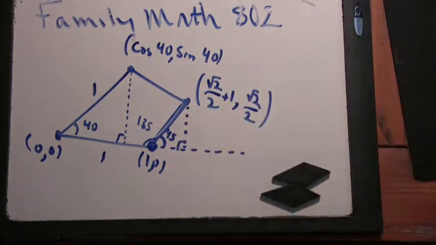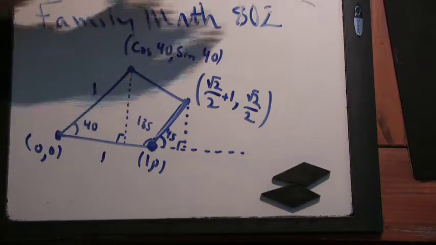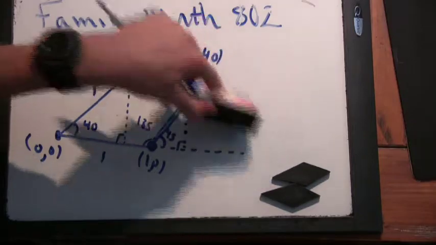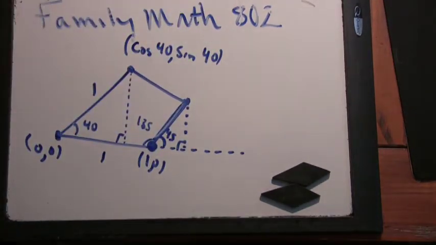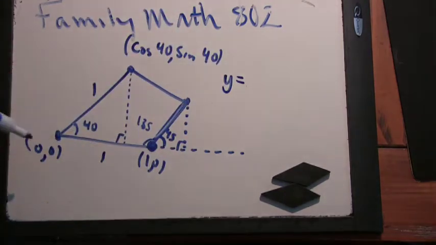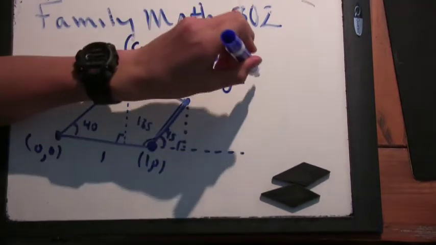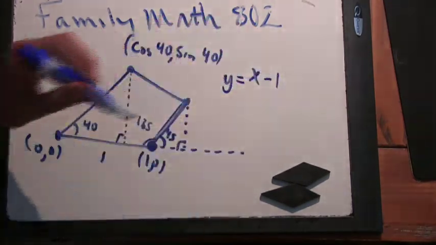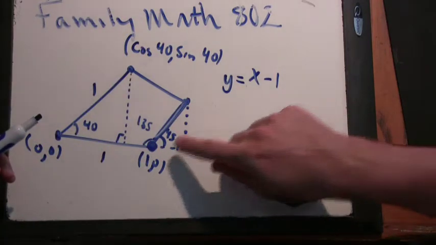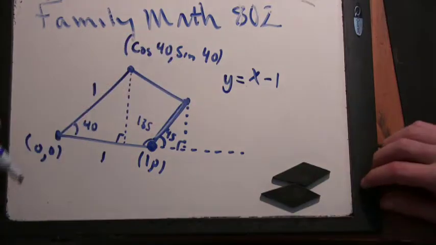But you do know the equation of that line. So we know the equation of this line would be, it's just y equals x minus 1. Okay. 45-degree angle means a slope of 1. Right, so this line is y equals x minus 1. Goes up like that.